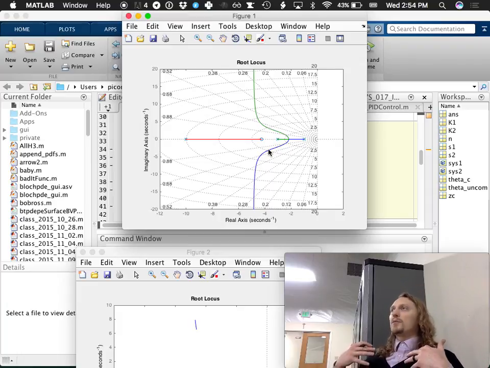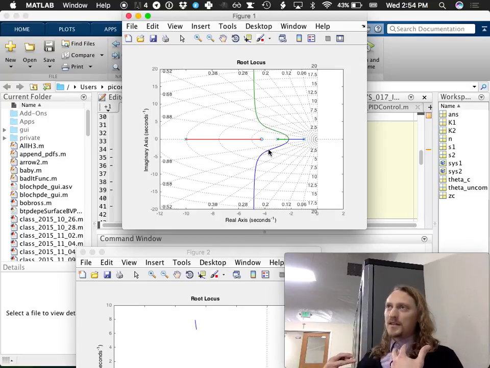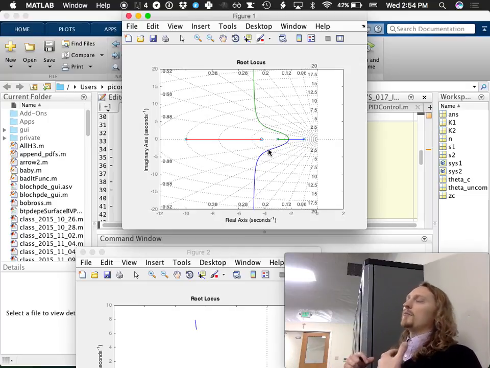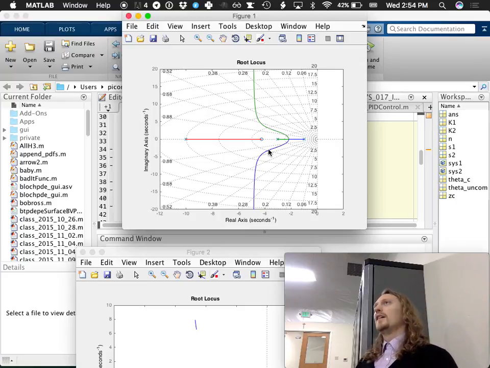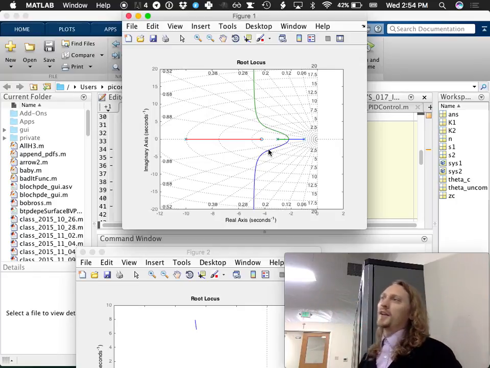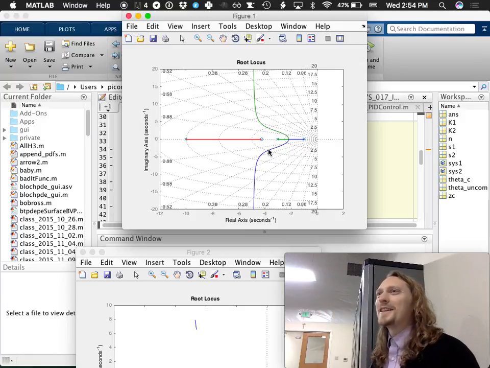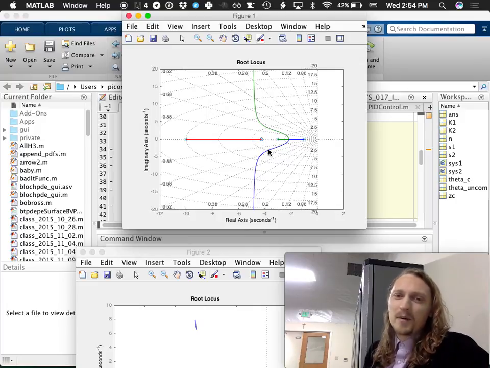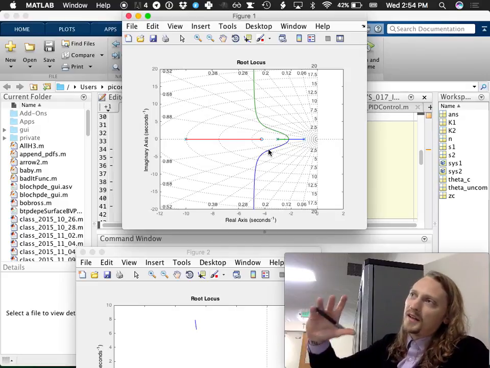It's really useful to think of zeros as pulling the root locus around, and the poles as pushing them. Some people think of them as being like electric charges that are attracting and repelling. I don't have a great intuition for that myself, so I don't find a lot of value in that. But it is useful to at least see that. So if you put a zero somewhere, it's going to sort of pull it in.